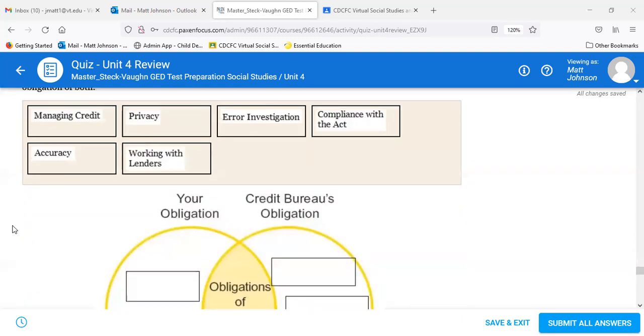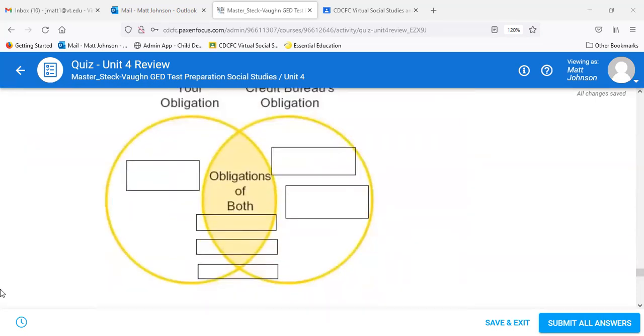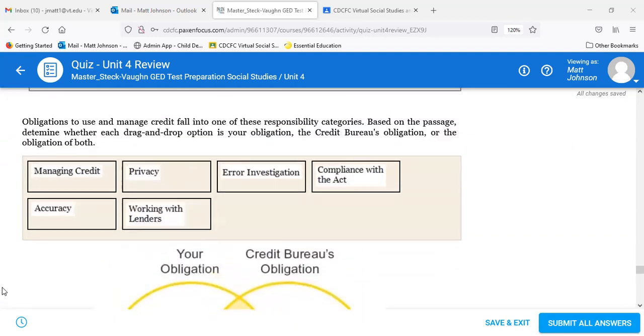So we have some drag and drop boxes here. It says obligations to use and manage credit fall into one of these responsibility categories. Based on the passage, determine whether each drag and drop option is your obligation as the consumer, as the credit holder, or the obligation of the credit bureau, or the obligation of both. So who's responsible for these activities? Okay, and our Venn diagram. As a consumer, as a credit user, we only have one obligation. So what is our obligation?